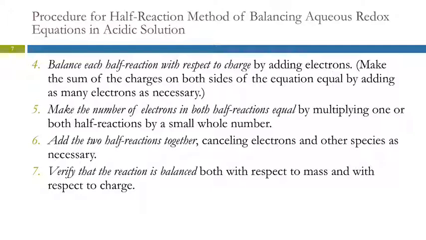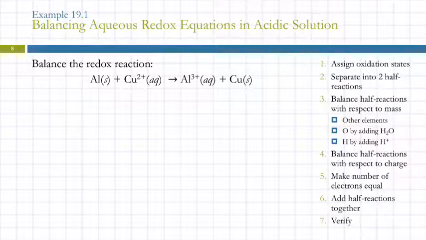The electrons should cancel out. Some of the other things might cancel out. And then you have to double check. So that's probably a lot of words. Let's do an example, and maybe it'll become a little clearer. So in this example, I've put very briefly the steps over here.